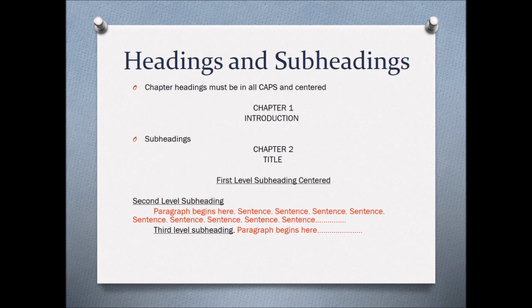Our example for chapter headings and subheadings formatting is going to be, this chapter heading is centered and in all caps, and subheadings can be either italicized or underlined, but the first level will begin centered and the second level will be flush with the left margin. And the third level will begin the paragraph, so it's indented with the paragraph followed by a period, and it will be in sentence style.